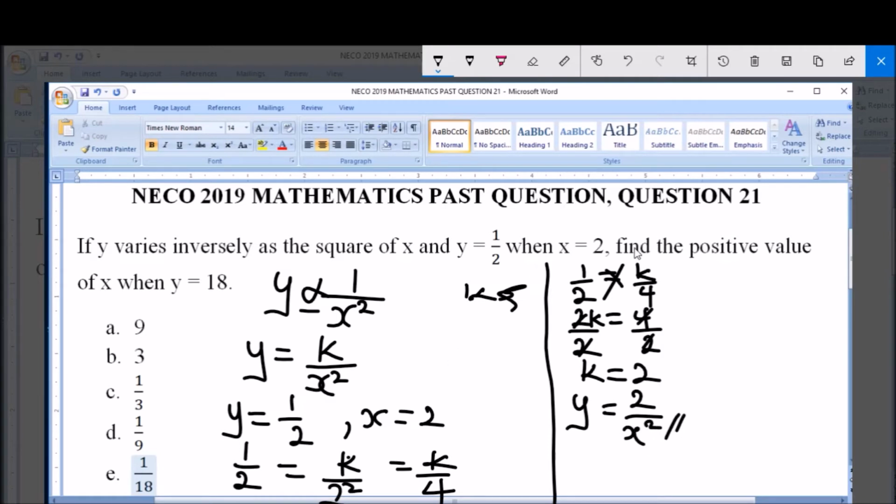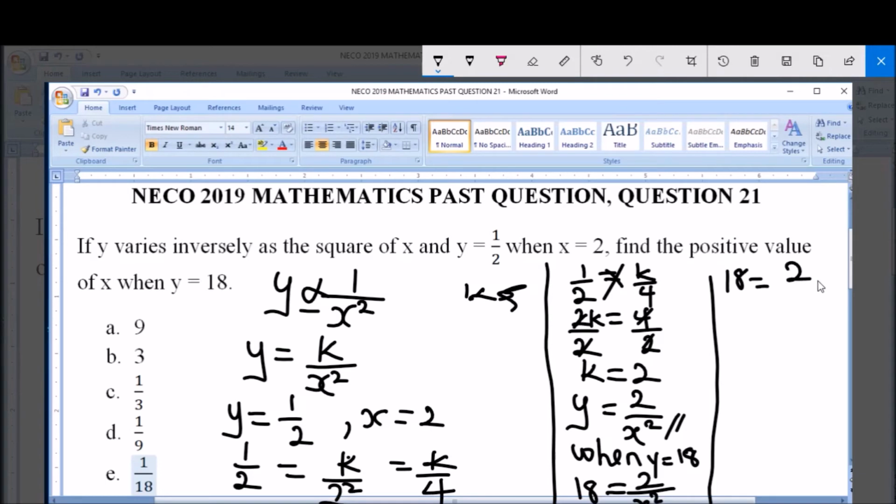But the question says find the positive value of x when y equals 18. So when y equals 18, to find the positive value of x, we have 18 is equal to 2, which is the constant k, all over x square. So we have 18 is equal to 2 all over x square.